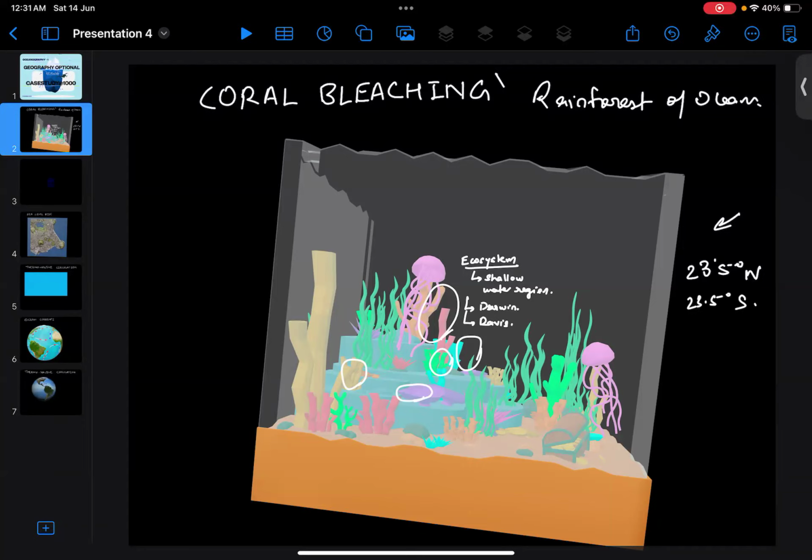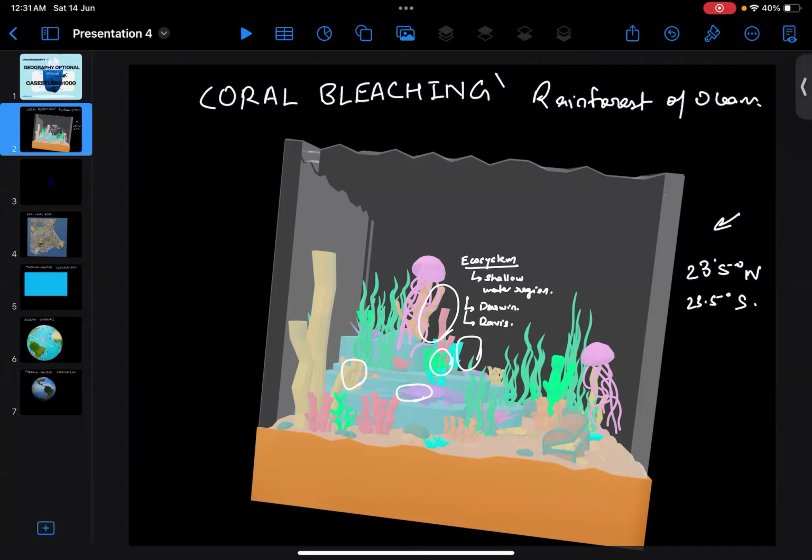Not only this, but there are various diseases which also result in bleaching. Pest infestations also result in diseases. Increased biological activities and eutrophication also result in coral bleaching. Okay, so this was one part.